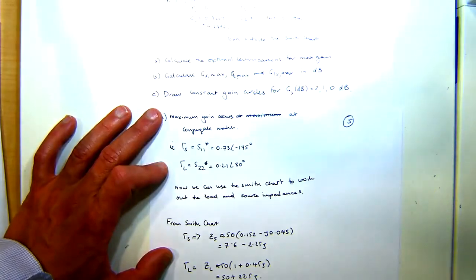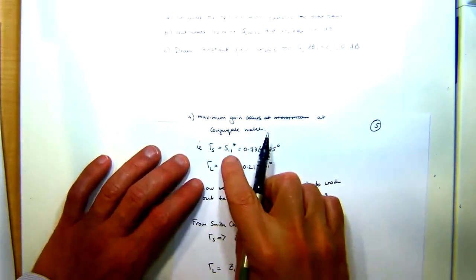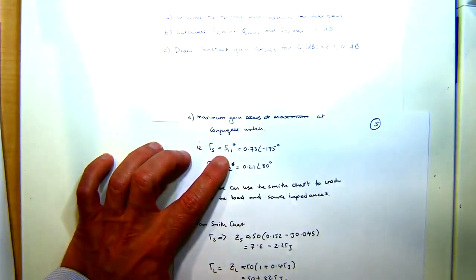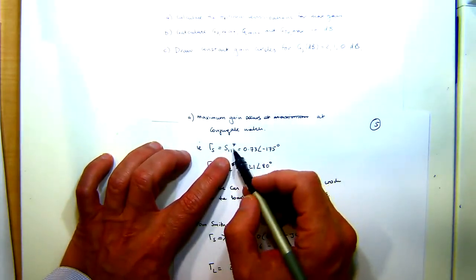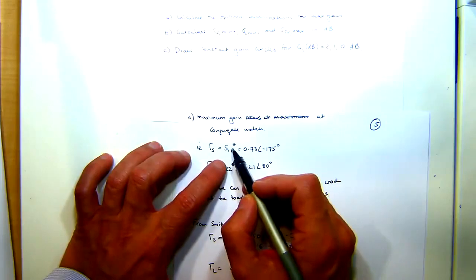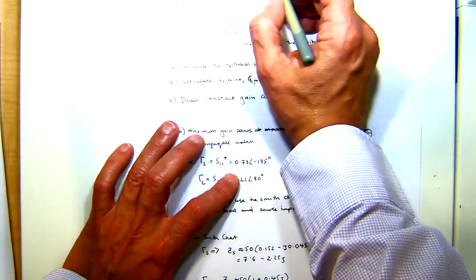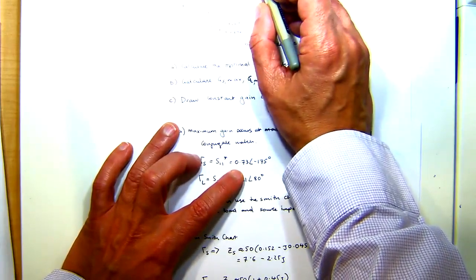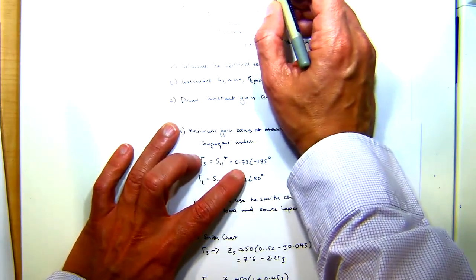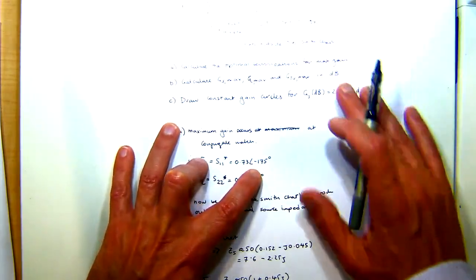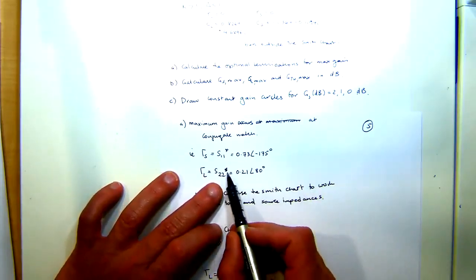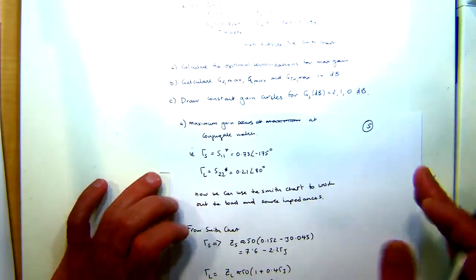We've said it's when it's conjugately matched. Yeah, all right. So if we know what S11 is, we know the optimal source for a stable system is gamma S equals S11 conjugate. S11 is equal to 0.73 at 175 degrees, so S11 conjugate is 0.73 at minus 175 degrees. And likewise, for gamma L, we've got S22 conjugate is equal to 0.21 at 80 degrees.